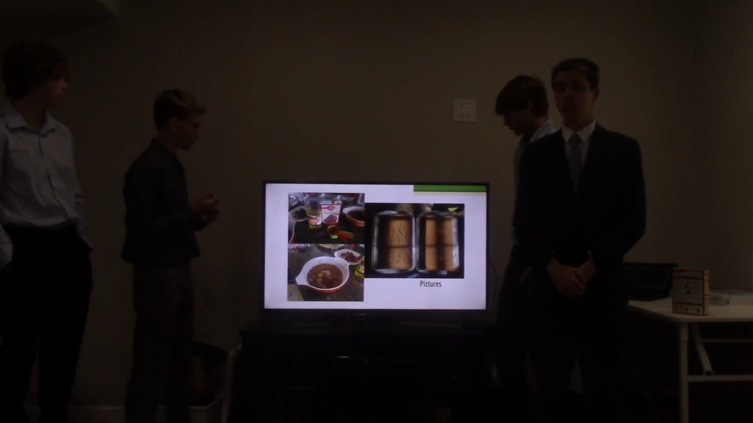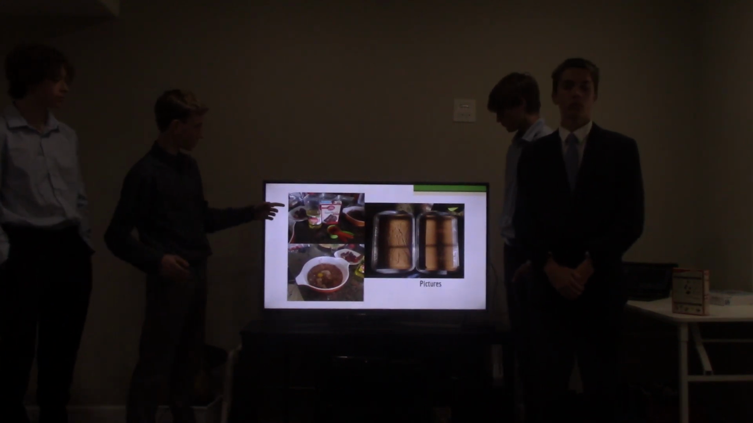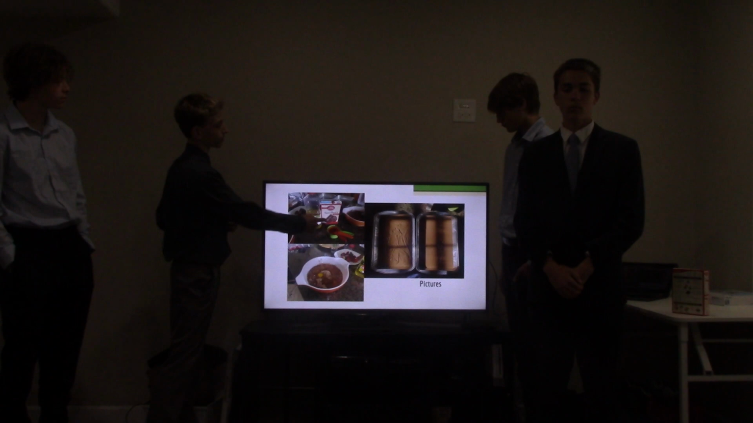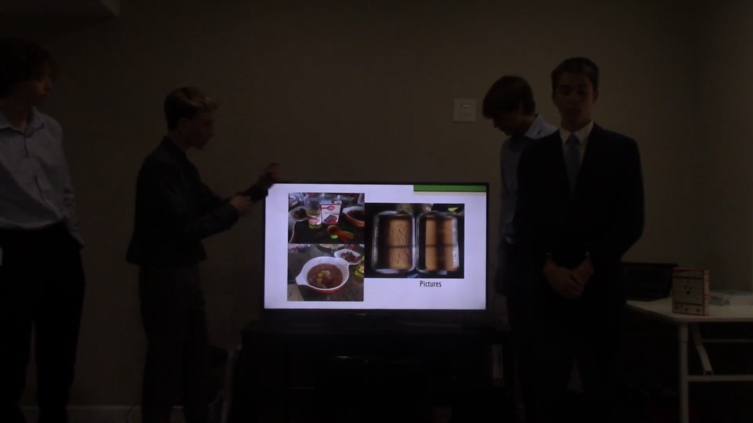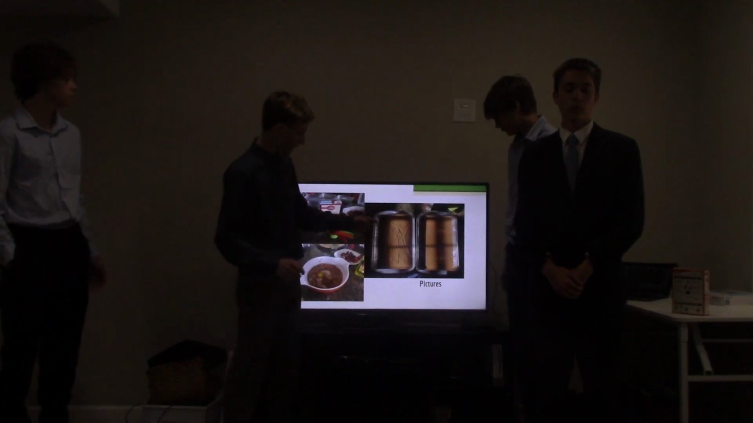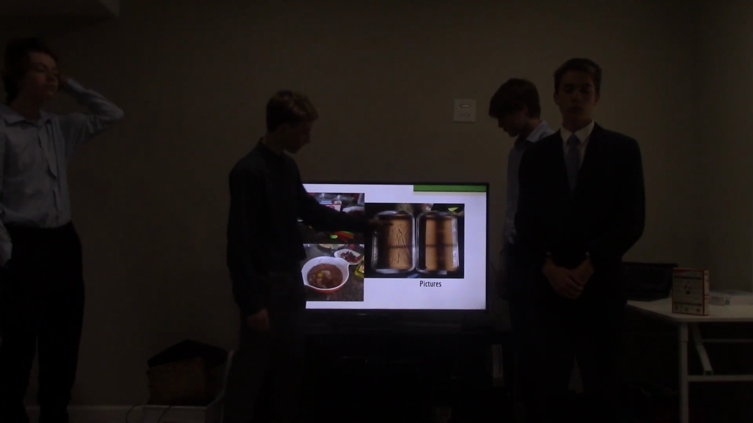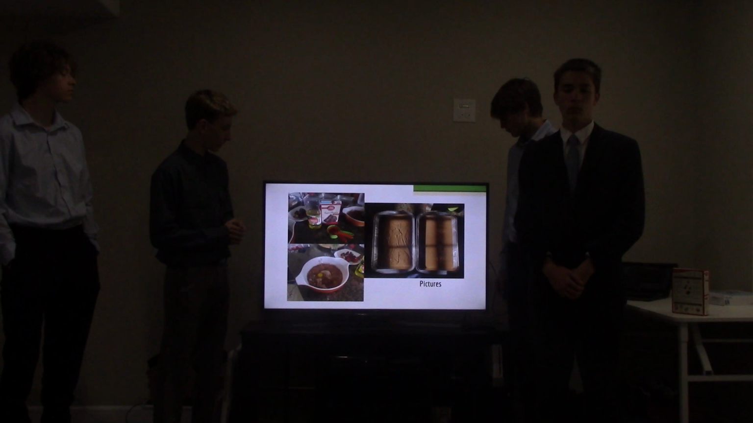So here I actually have a couple of pictures of our procedure. Here you can see our oil, a cake mix, and a bunch of measuring tools. Here we can see the cake mix with water, oil, and eggs. And here you can see the 2 cake batters, one without eggs and one with eggs, in our baking pans before they went into the oven.